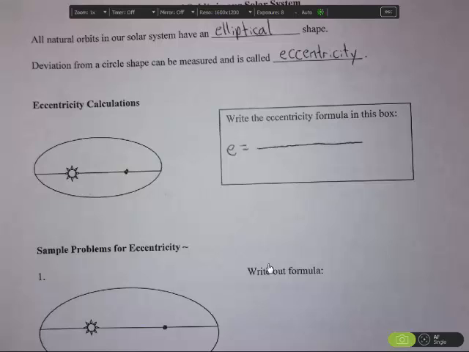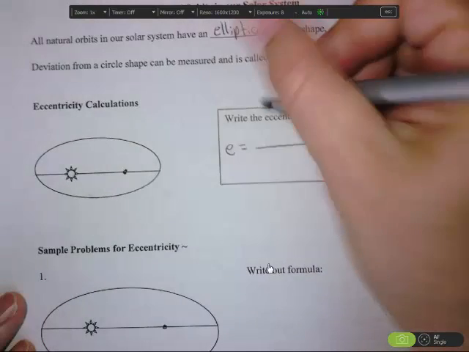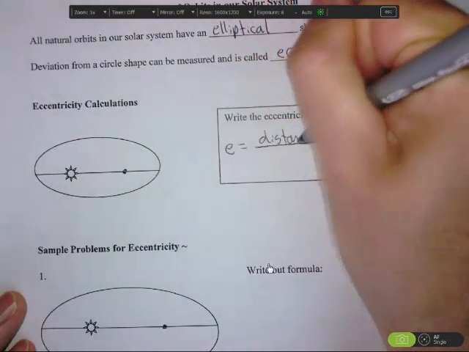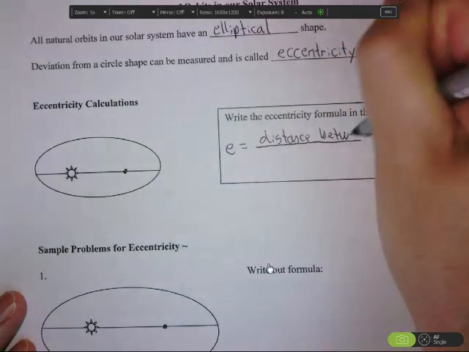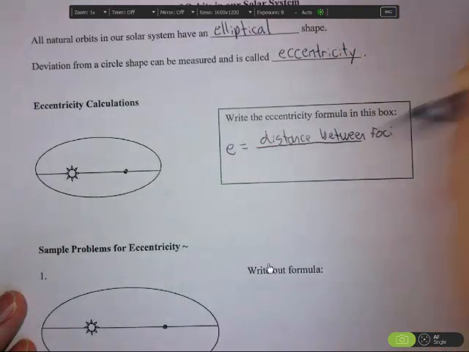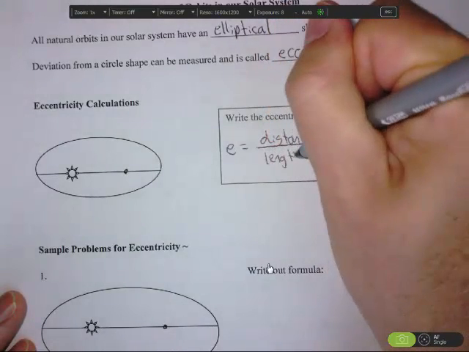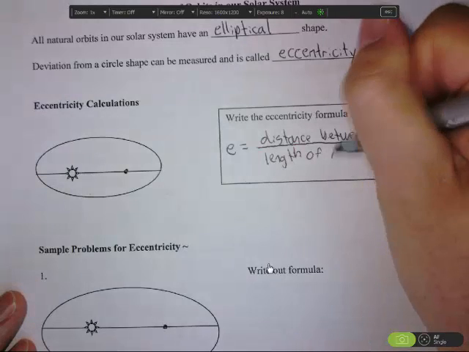And you might be looking at me going like, whoa, what's foci mean? I'm going to tell you. Don't worry. I got you covered. I'm looking out for you. So, front page of your eCert formulas. Owen, what's the formula? Divided by the length of major axis.